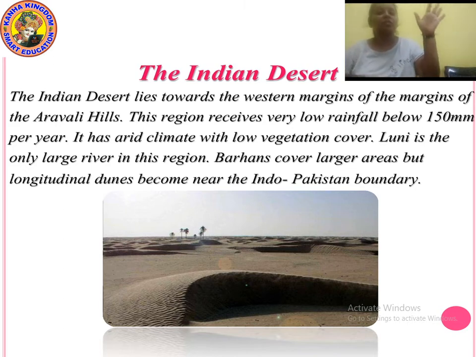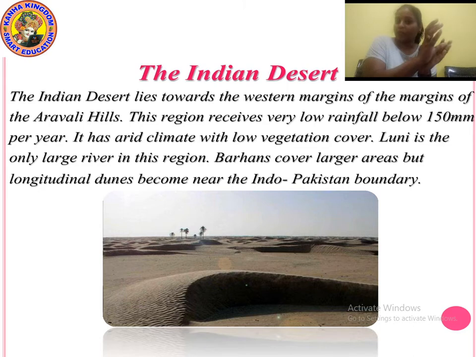Now the Indian desert, which is found in Rajasthan and some areas of the Gujarat region also, has longitudinal dunes. Clear? Now one more thing, what do you understand by dunes? Dunes are said to be a very beautiful area. It's actually an area between two places.